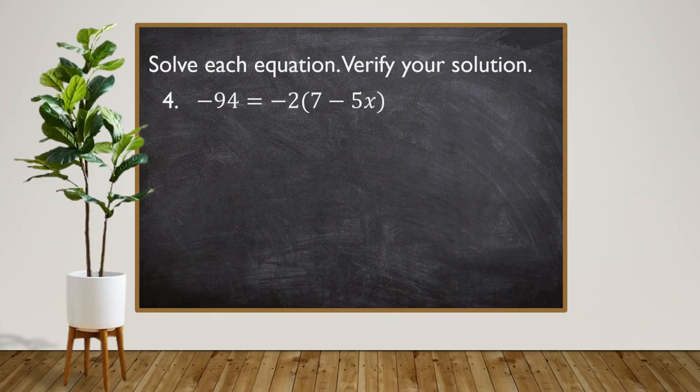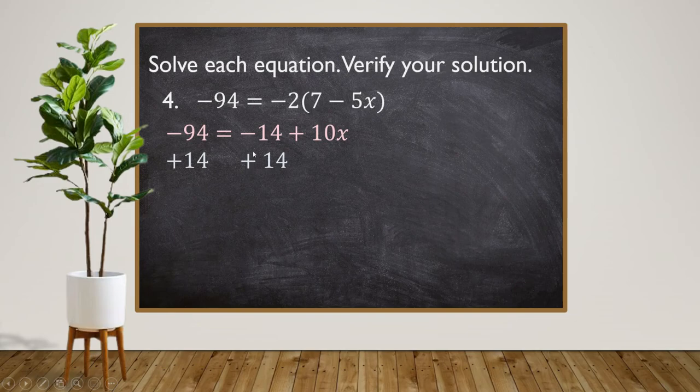In number 4, we're going to distribute negative 2. So it's very important that when you distribute, you pay attention that it's a negative number you're distributing. So negative 2 times 7 would give us negative 14. Then negative 2 times negative 5x, we're taking a negative times a negative, which gives us positive 10x. Now to isolate x here, it's multiplied by 10, and then we're adding negative 14. So in other words, we're subtracting 14.